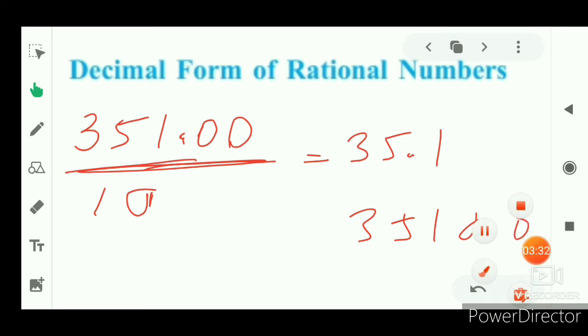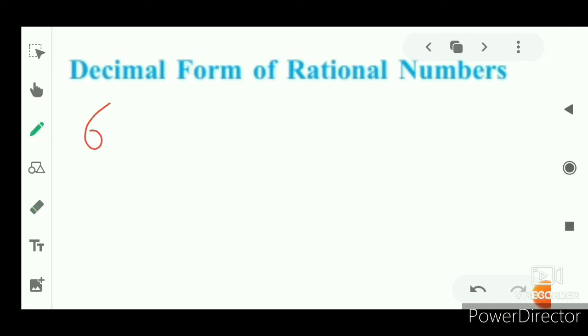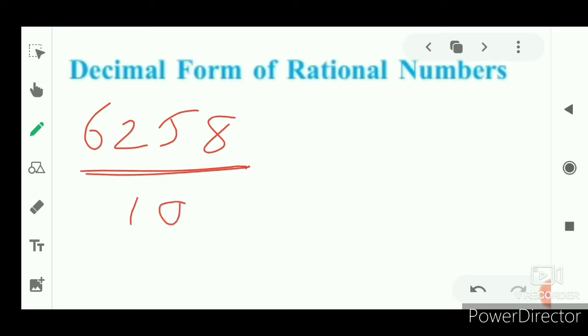Okay, let's take another number, 6258. If we divide it by 10, then what will it become? It means we are decreasing that number by 10. Here the hidden decimal point is here, and we are dividing it by 10, so the decimal point will go one step backward. Okay, one step backward.